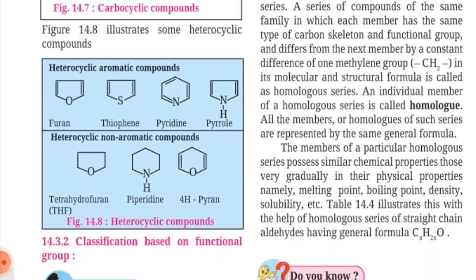Figure 14.8 illustrates some heterocyclic compounds. Heterocyclic aromatic compounds: furan, thiophene, pyridine, pyrrole. Heterocyclic non-aromatic compounds: tetrahydrofuran, piperidine, 4H-pyran, THF.